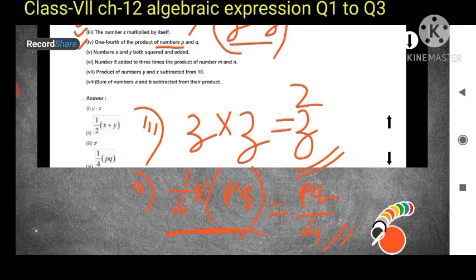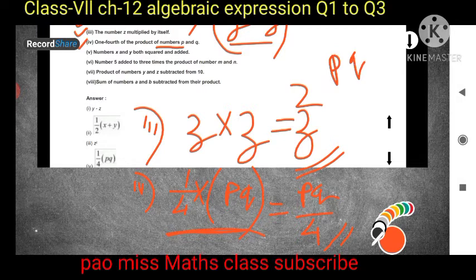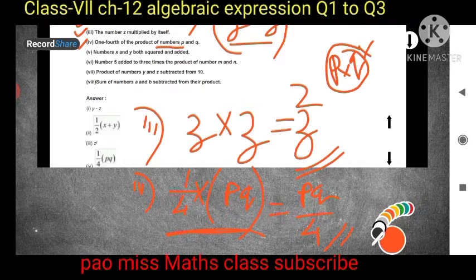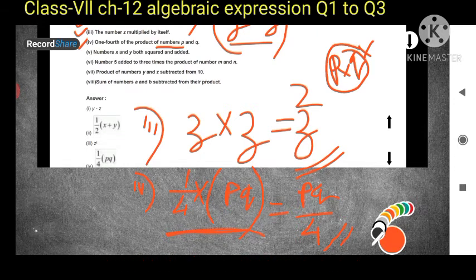So the product of p and q means what? If I write p and q only, there is no sign, isn't it? There is no addition, multiplication or division. That means we have to consider it as multiplication, as a product. Now p and q are multiplying each other. So this is the answer for question number 4.